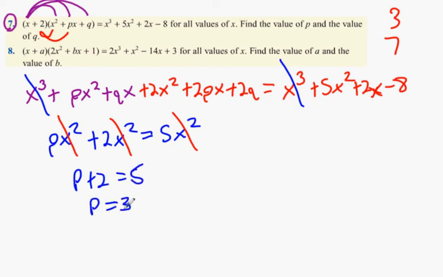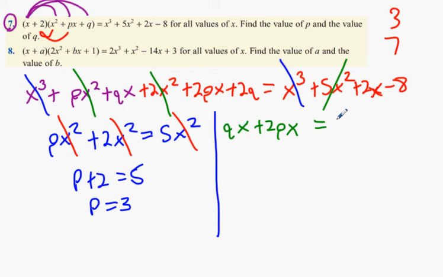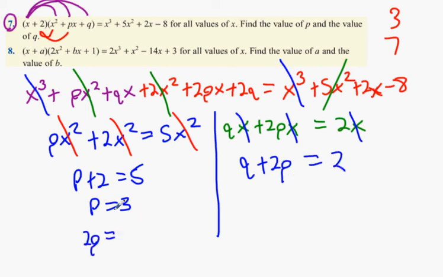p equals 3. Okay. Then you're going to go across to x's, okay? So, they've been used up. q times x plus 2px equals 2x on this side. Then you go, q of them, 2p of them, equals 2 of them. So you get rid of the x. You get q plus 2p equals 2. What is 2 times p? If p is 3, 2p? 6. q plus 6 equals 2. Bring over the 6.